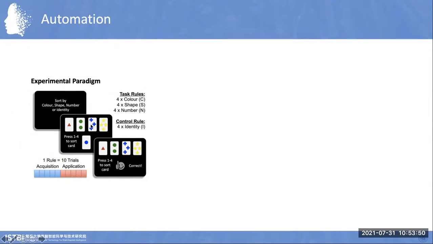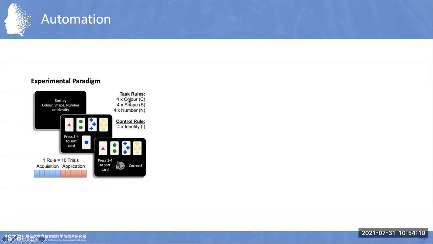So just to give you a quick introduction, the reference cards up here never change. So the participants always see the same cards. What changes is the target card in the middle of the screen. And all that the participants have to do is to match that target card with one of the reference cards based on particular rules that they have to learn from trial and error with the environment, right?